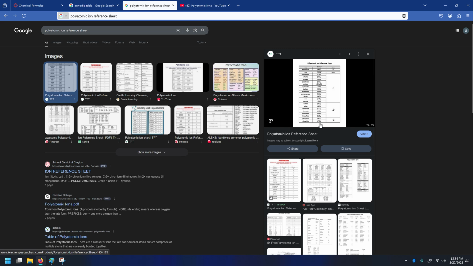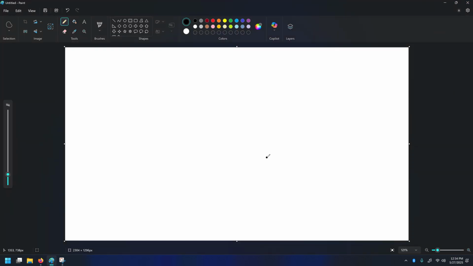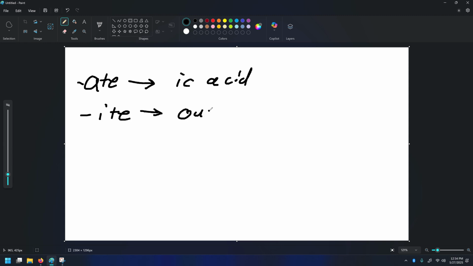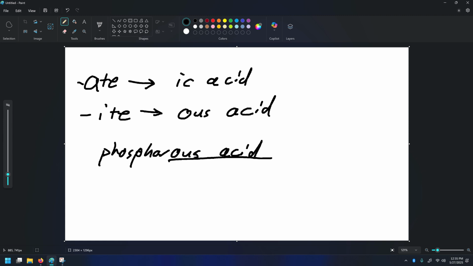Oh, I'm so sorry, I said that backwards. ate becomes ic, and ite becomes ous. Let me write that down here. So we have ate as a suffix becomes ic acid, and ite becomes ous acid. And so because our chemical name was phosphorus acid, that kind of cues me in that we are talking about the ite suffix.